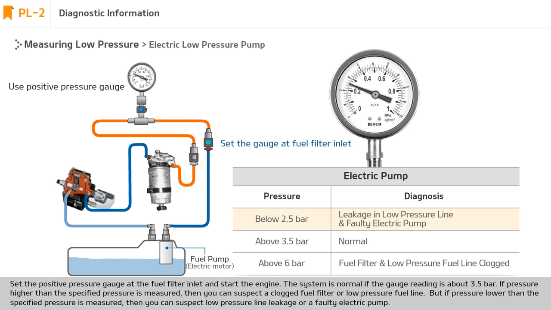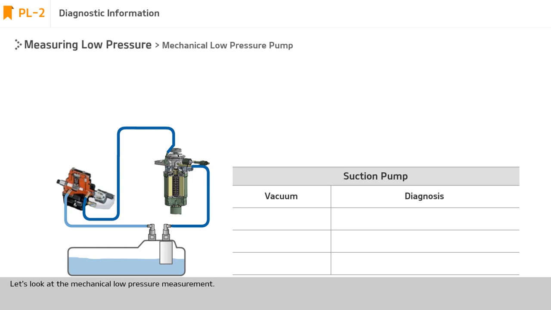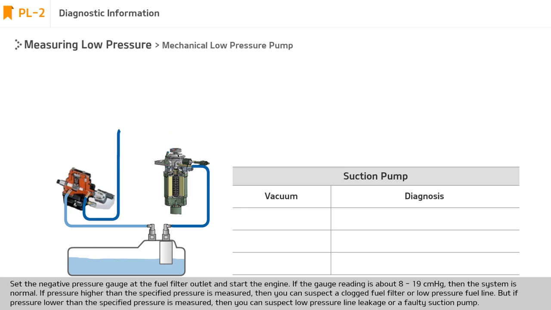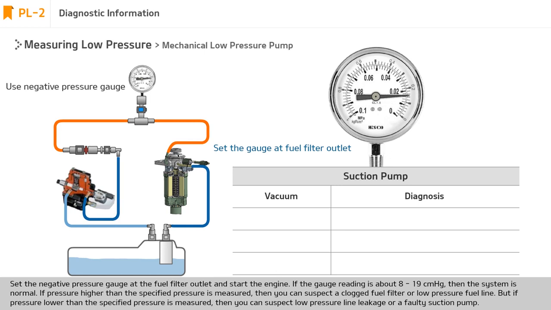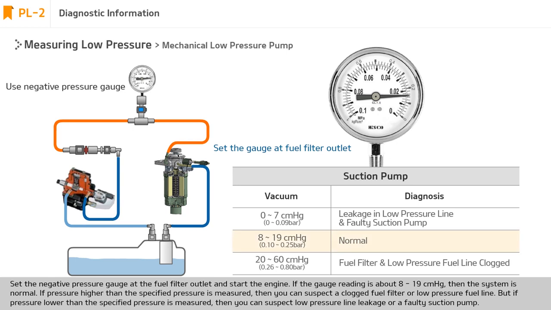Faulty electric pump. Let's look at the mechanical low-pressure measurement. Set the negative pressure gauge at the fuel filter outlet and start the engine. If the gauge reading is about 8 to 19 centimeters Hg, then the system is normal. If pressure higher than the specified pressure is measured, then you can suspect a clogged fuel filter or low-pressure fuel line. But if pressure lower than the specified pressure is measured, then you can suspect low-pressure line leakage or a faulty suction pump.